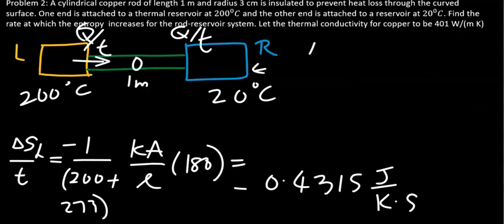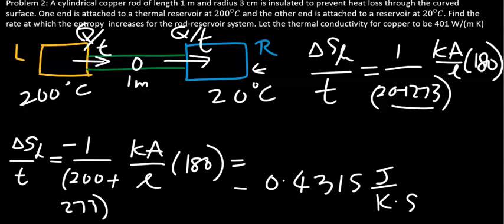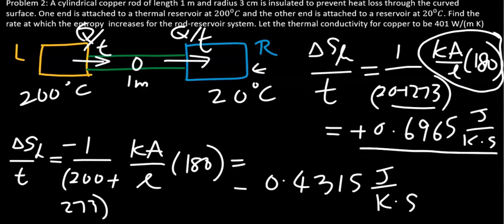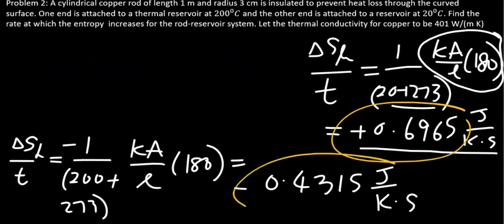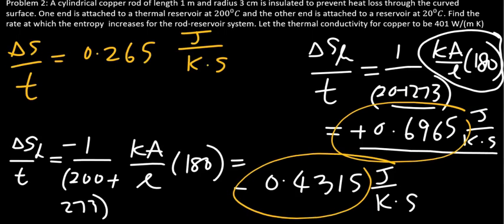Likewise, for the cold reservoir, the rate of change of its entropy is positive because heat is flowing into that cold reservoir. Note the temperature in Kelvin is 20 plus 273, the same Q over T, and that will give you plus 0.6965 joules per Kelvin per second. Adding the two numbers will give you 0.265 joules per Kelvin per second for the rate of entropy increase for the whole system.